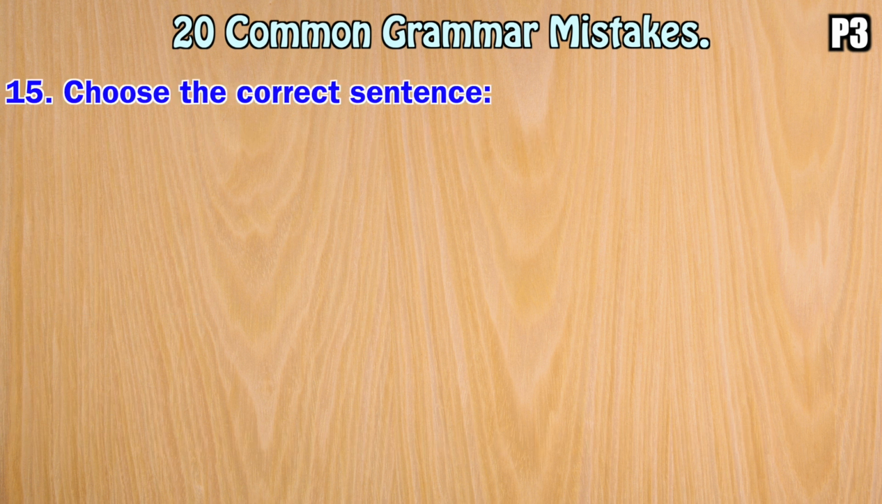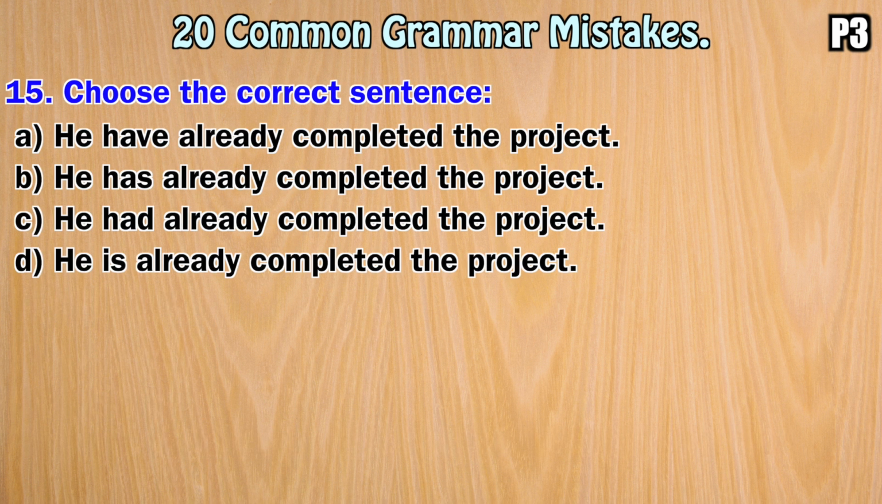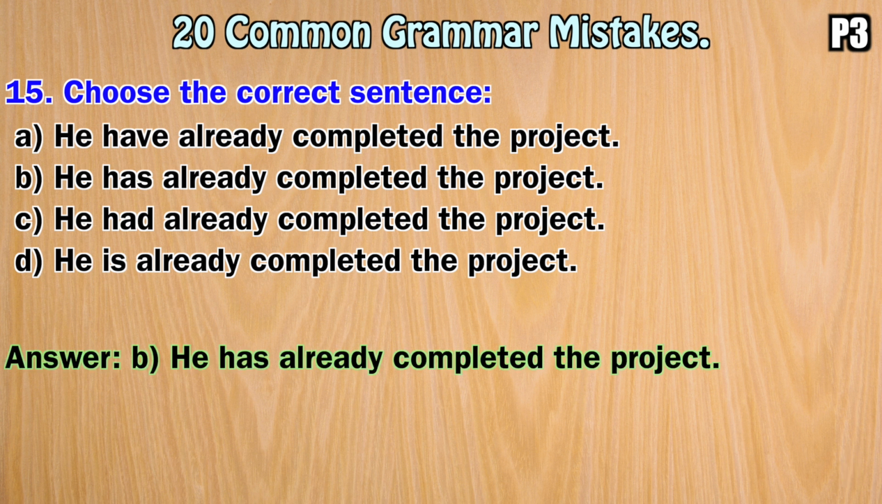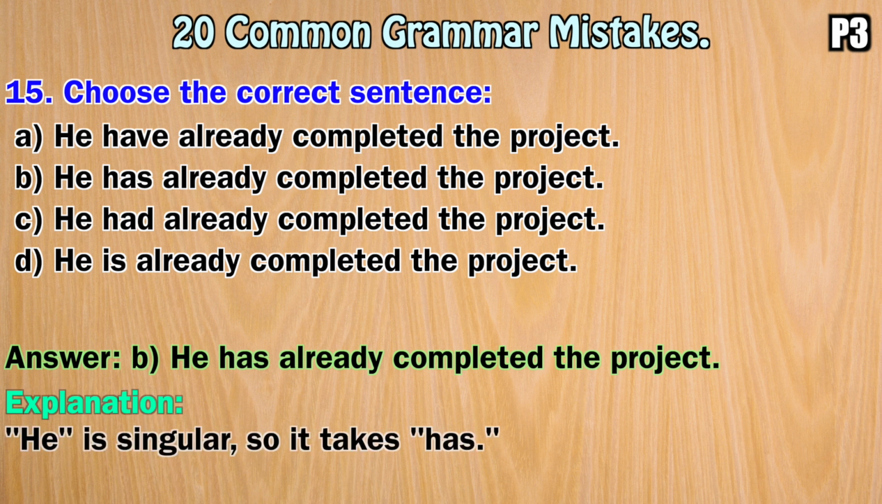15. Choose the correct sentence. A. He have already completed the project. B. He has already completed the project. C. He had already completed the project. D. He has already completed the project. Answer: B. He has already completed the project. Explanation: he is singular, so it takes has.